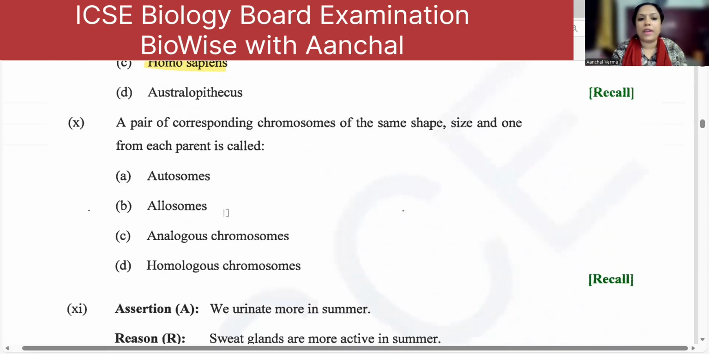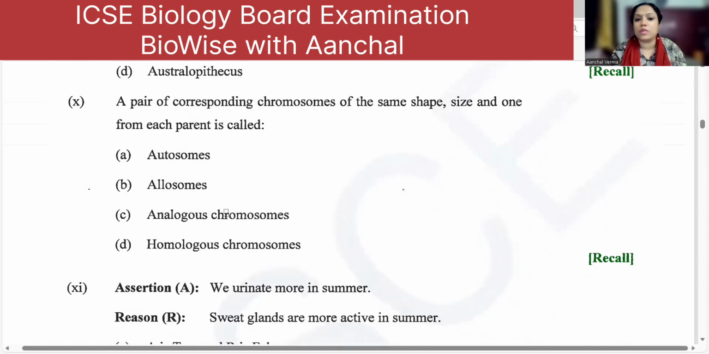Next one, a pair of corresponding chromosomes of the same shape and size, one from each parent, is called. I've already given all these definitions, children, so you must be aware what I'm talking about. It is homologous chromosomes. Okay? The entire video on the definitions is already uploaded: 200 definitions, 45 abbreviations, 90.